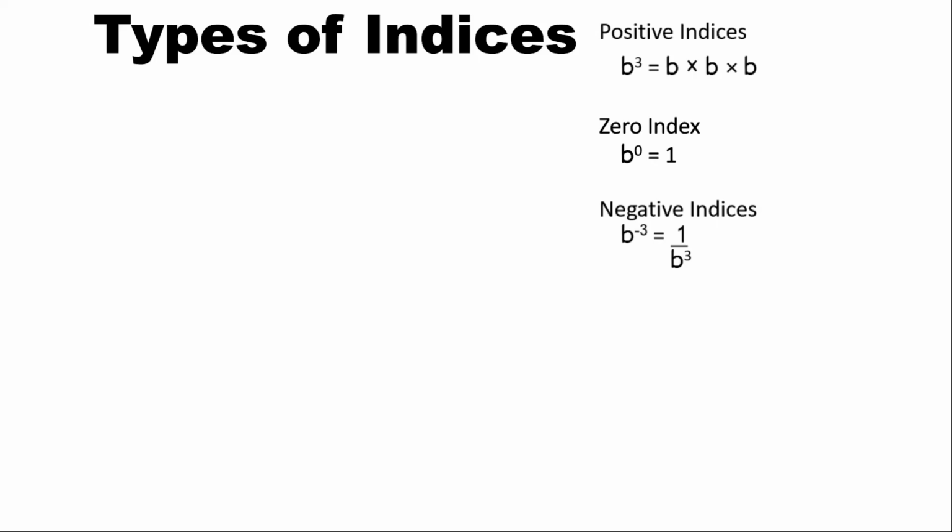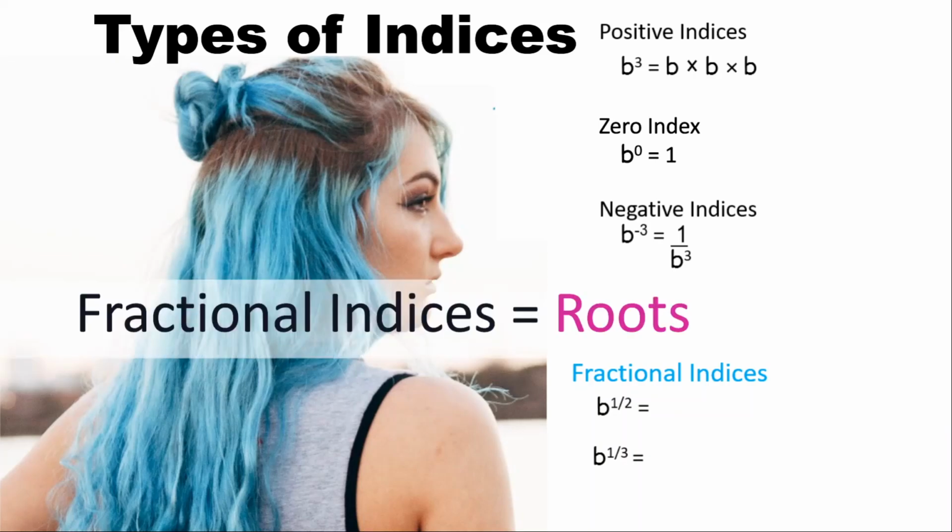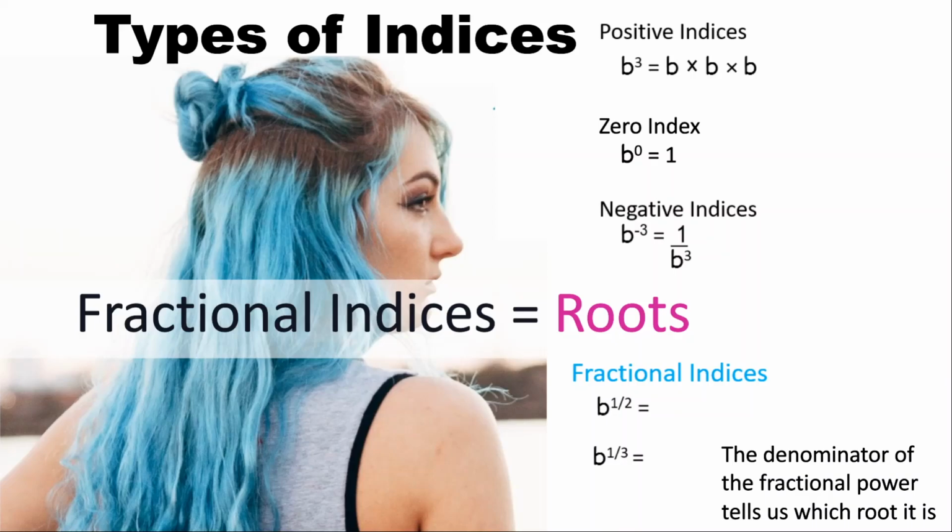So we've got positive indices, we've got negative indices, we've got 0 indices, and it seems like we've covered it all. But what about the indices that fall between positive numbers or fall between the negative numbers? Those are fractional indices. And fractional indices, like b to the power of 1/2 or b to the power of 1/3, are the roots. Fractional indices are roots, or the denominator of the fraction tells us which root it is. So for example, b to the power of 1/2 is the square root of b, and b to the power of 1/3 is the cubed root of b.